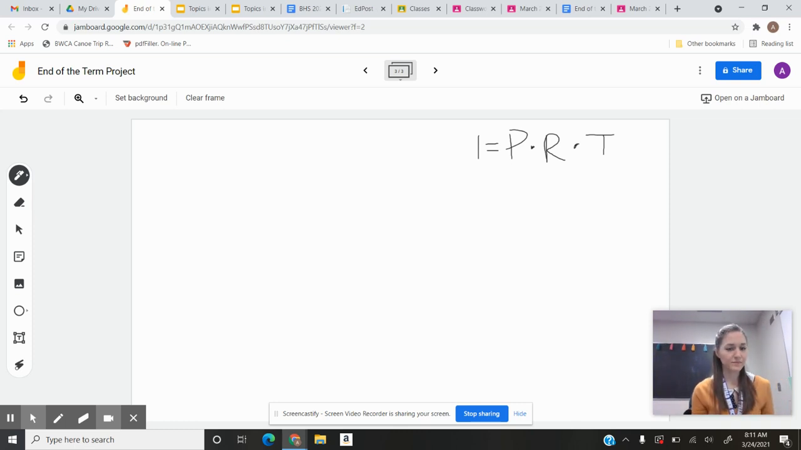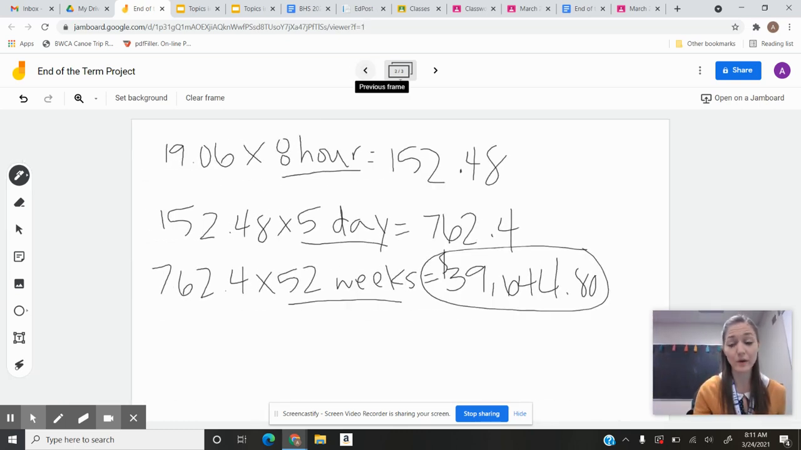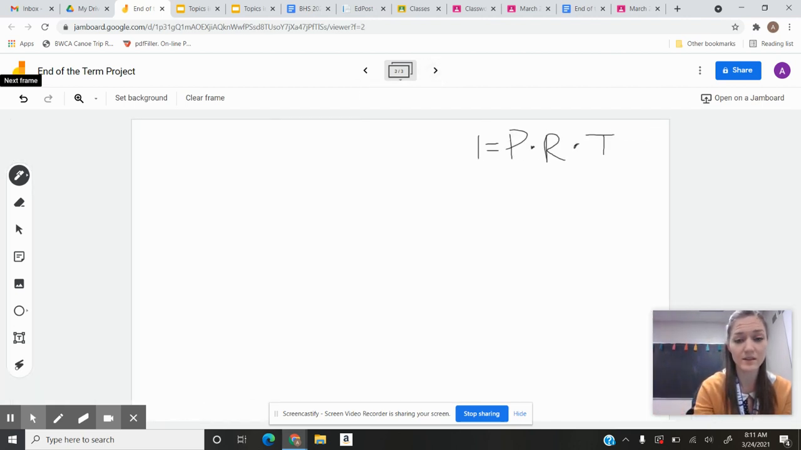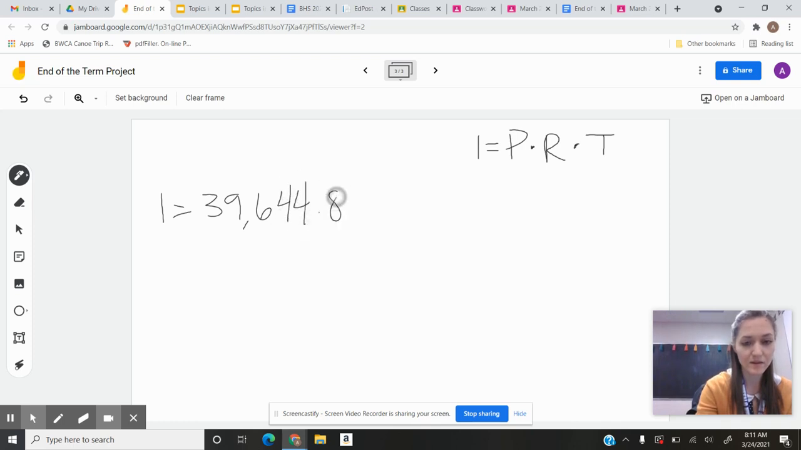All right. Let me check. My estimated salary that I calculated yesterday was $39,644.80. So that was my estimated starting pay salary. That was just calculations that we did yesterday. Okay, so that's my starting pay.